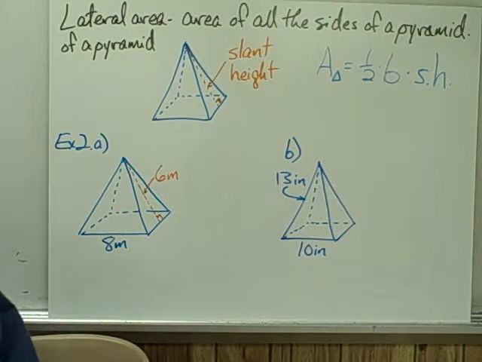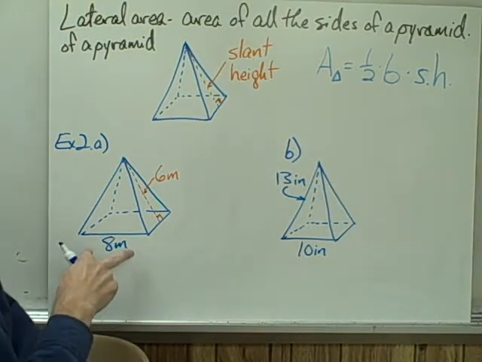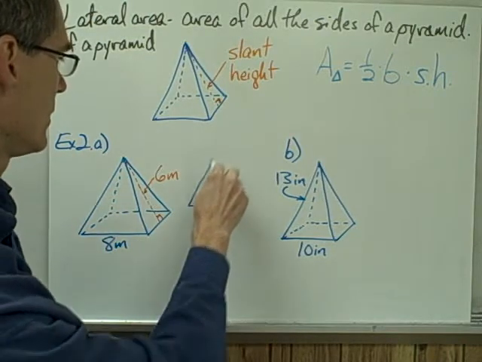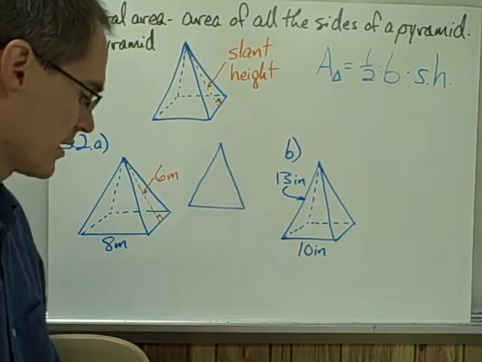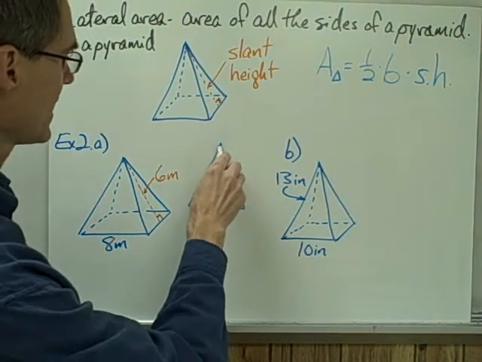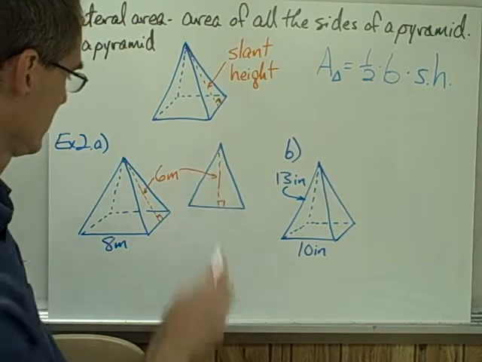So let's take a look at example 2a. I've got this square pyramid, the same one we looked at in example 1. And let me draw out one of my side triangles here, and let me put in my slant height here. Slant height is 6 meters.